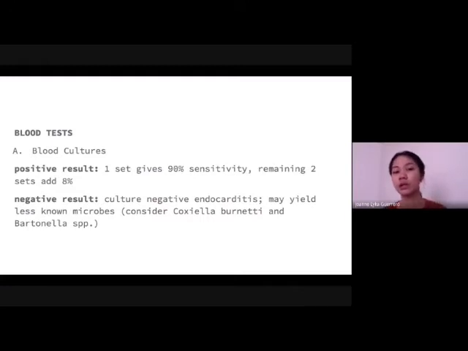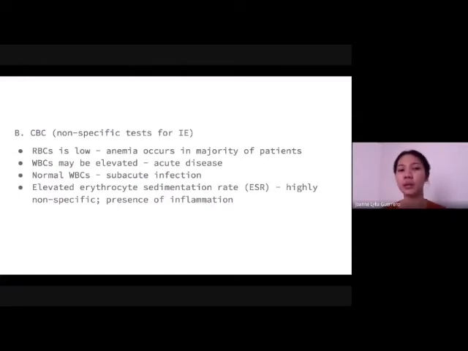For the negative result, it indicates culture negative endocarditis and may yield less known microbes such as Coxiella burnetii and Bartonella spp. For the next blood test, it's the CBC, which is a non-specific test for infective endocarditis. So the red blood cell is low, which indicates anemia, and this occurs in the majority of the patients. The white blood cell may also be elevated, which indicates acute disease. Normal white blood cells, however, indicate subacute infection. Elevated erythrocyte sedimentation rate is highly nonspecific and indicates the presence of inflammation.